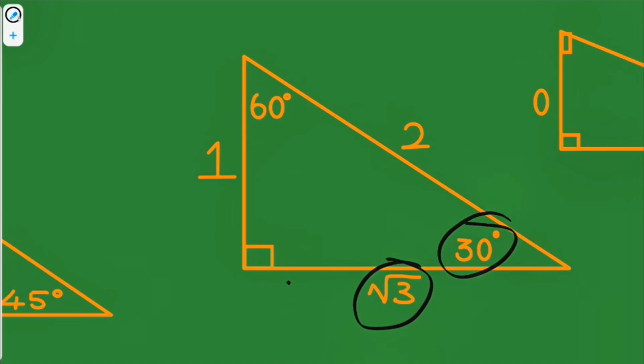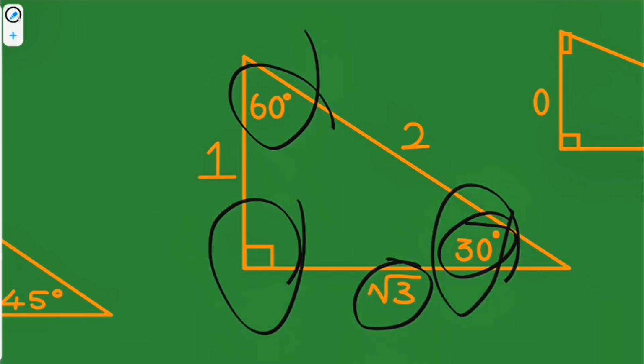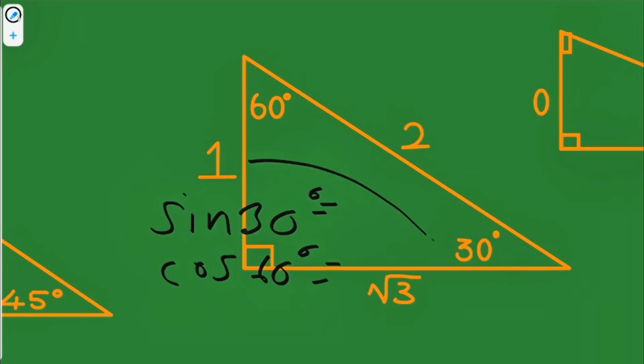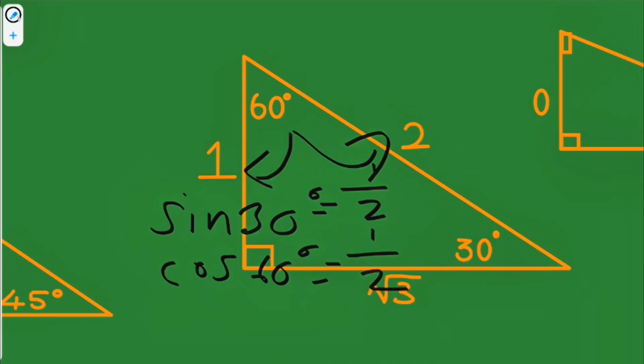They go together. Since I already have 90 degrees and I already have 30, the only angle that's left is 60. We can determine sine 30 degrees. We can determine cos 60 degrees. Sine 30 degrees has to give us what? 1 over 2. Opposite over hypotenuse. Cos 60 degrees is adjacent over hypotenuse, which is still 1 over 2. So that's the reason why sine 30 degrees and cos 60 degrees are equal.